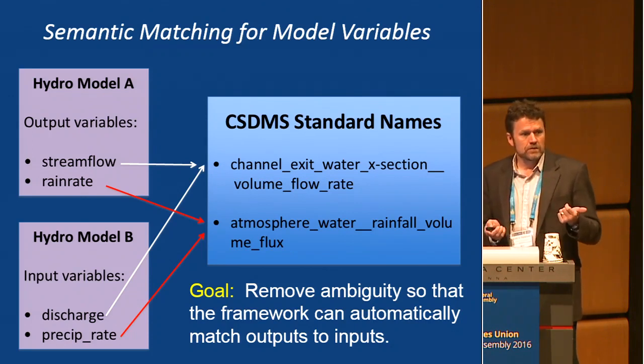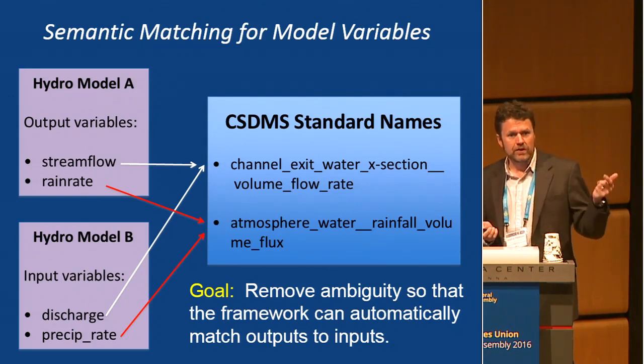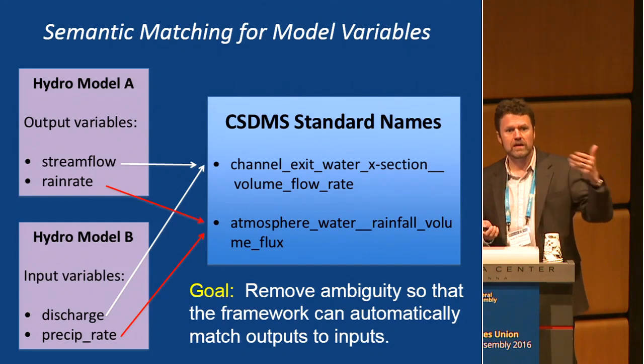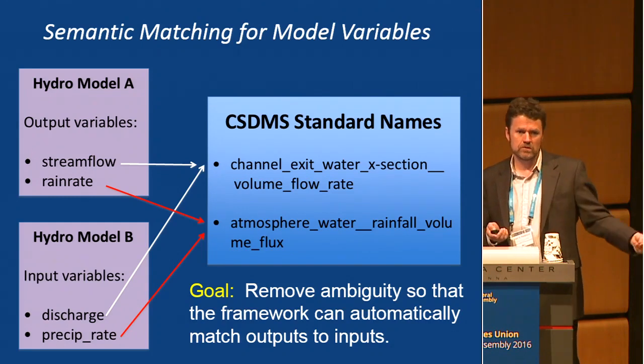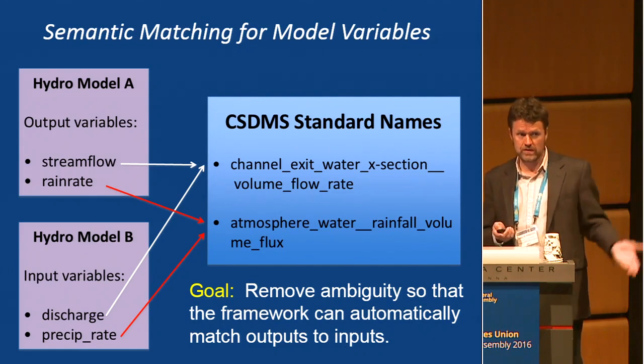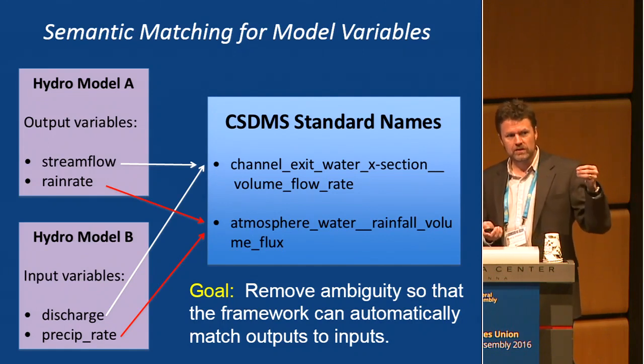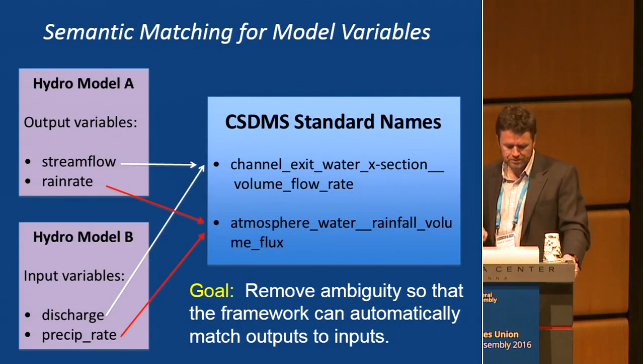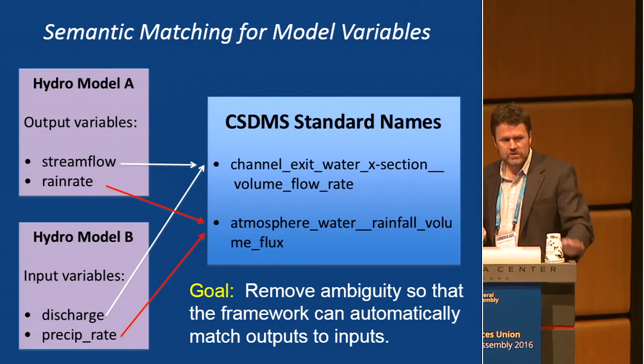Variables are really our currency. They're in our equations, we have input and output variables for our models, and the values of these variables are stored in the data sets. So variables are really critical to whatever we do. But what is a variable exactly?